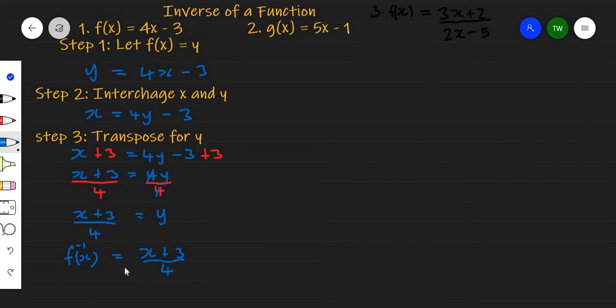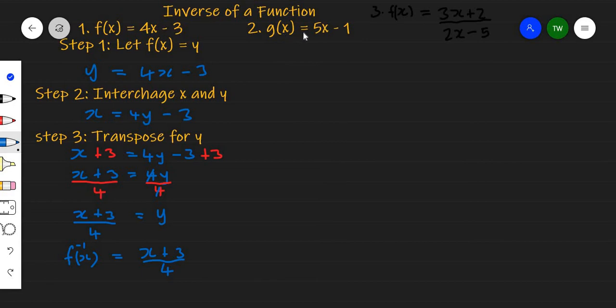And that's how you find the inverse of a given function, right? If you look at the inverse and the original function, basically the operations have been reversed. In the original function, we were subtracting 3. In the inverse, we are now adding 3. In the original function, we were multiplying by 4. In the inverse function, we are now dividing by 4. Alright? So let's move on to example 2.